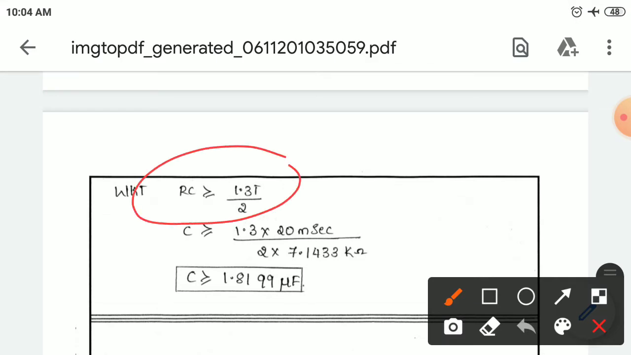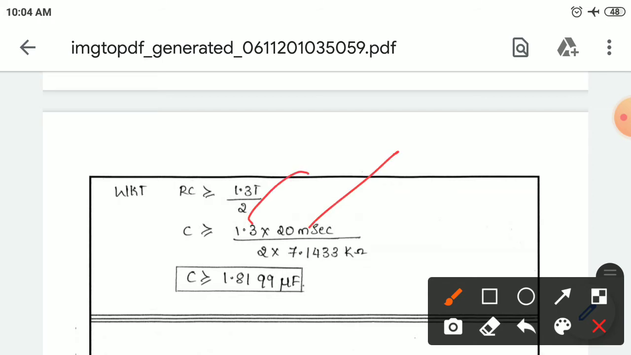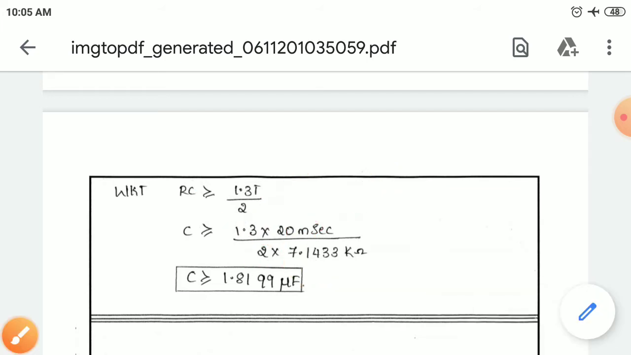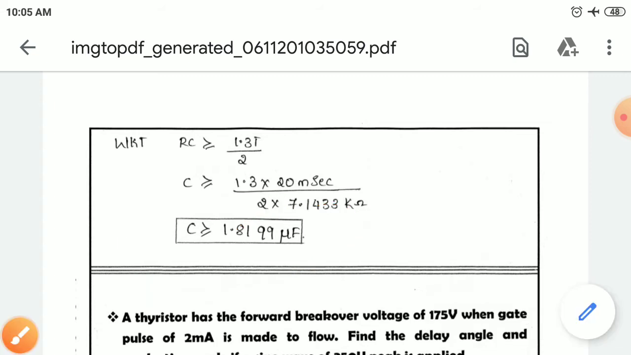So this equation we have discussed while discussing RC firing circuits. C is greater than or equal to 1.3 times T; you substitute the R value here. T is 1.3 as it is, T you calculated from frequency. So 2 will be as it is, and R will come down. So we get the value of C as greater than or equal to 1.89 microfarad. The capacitance value is 1.89 microfarad.